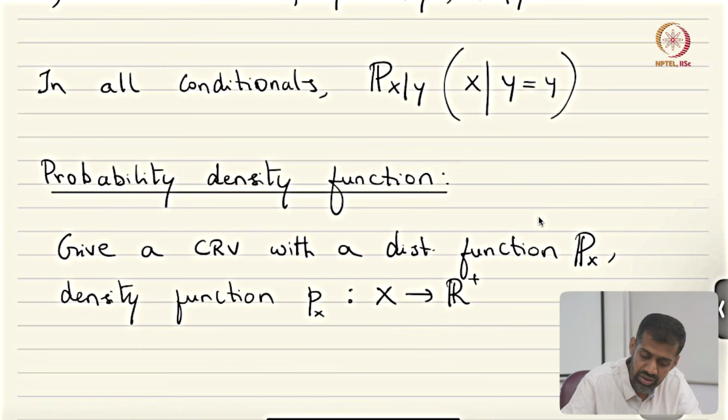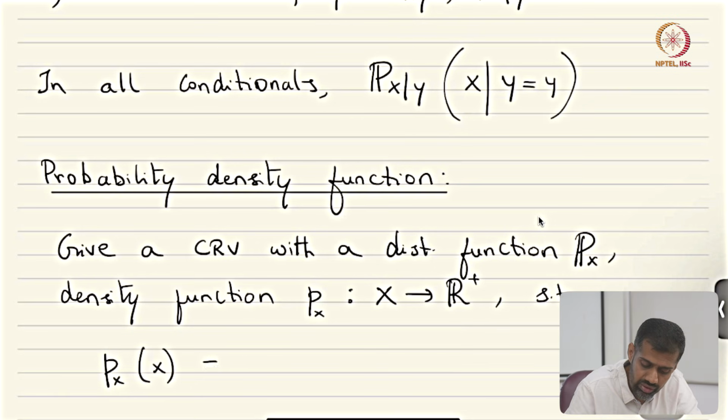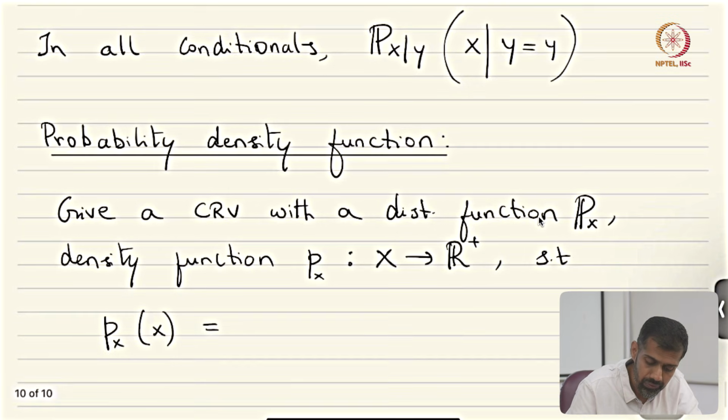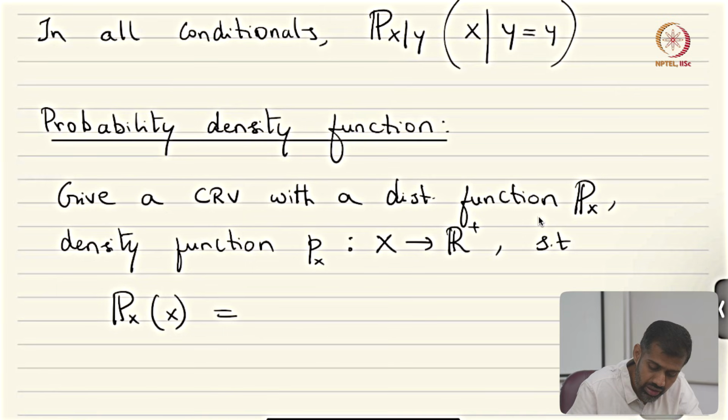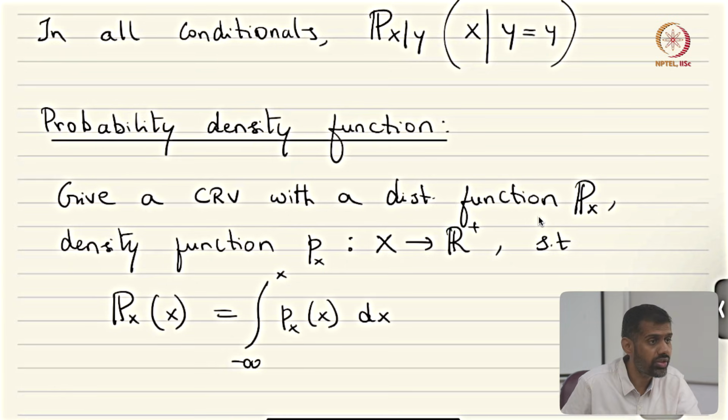It's a function from x to R such that if you take the distribution function and evaluate it at x, this is equal to the running integral of this particular function. This is the definition of a density function.